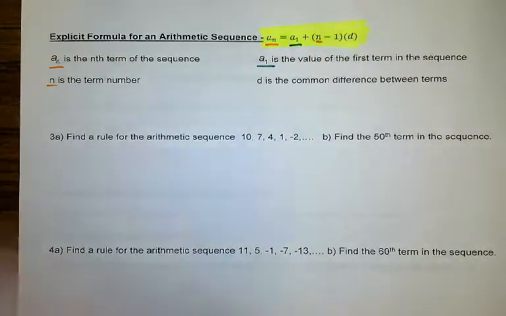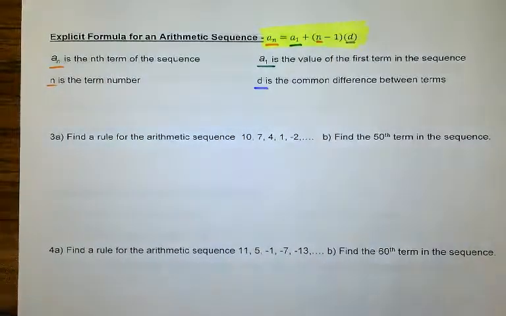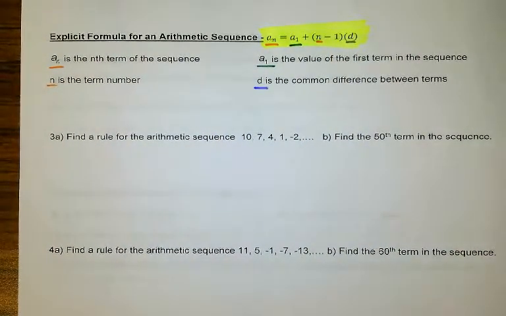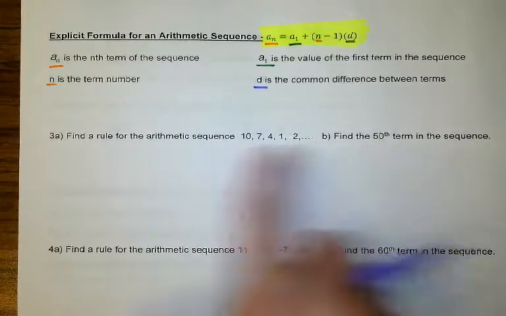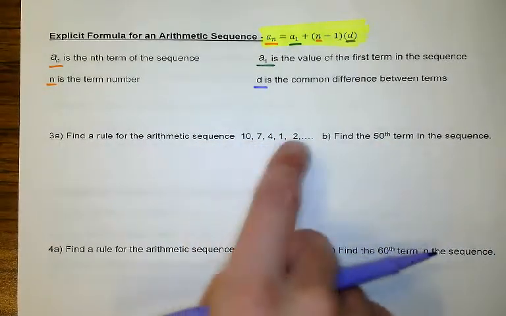So we're going to take all these things and we are going to try to plug it in to create our rule. And then we're going to simplify it, okay? And then we're going to be asked to find a specific term, okay? So how many terms do we got right here? In this, yeah, we got 5. So what are we doing each time?